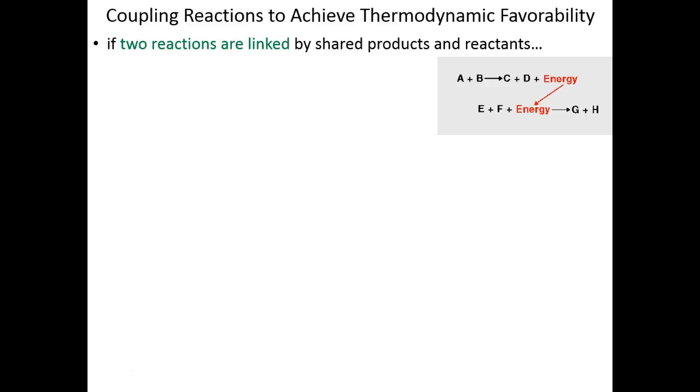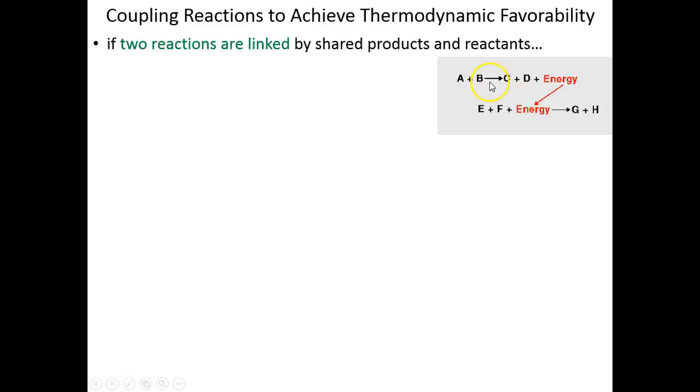In the simplest consideration, we can think of energy itself as the coupling product. In this reaction, A and B come together to create C and D, and energy is released. That energy can be recaptured by the second reaction, where E and F, with that energy, can combine to make G and H together. You can realize in this example that the second reaction is endergonic. It has a positive delta G. It is not spontaneous. This reaction needs energy to occur. Therefore, it won't occur under normal circumstances.